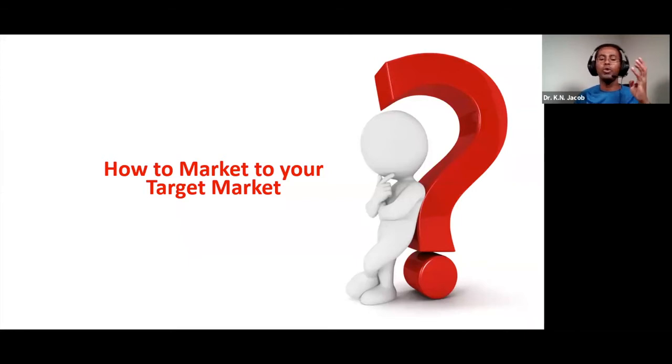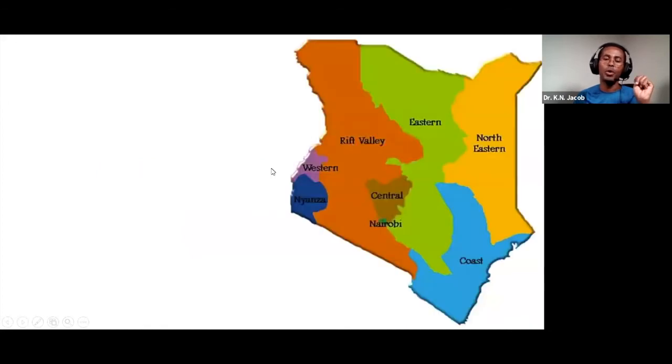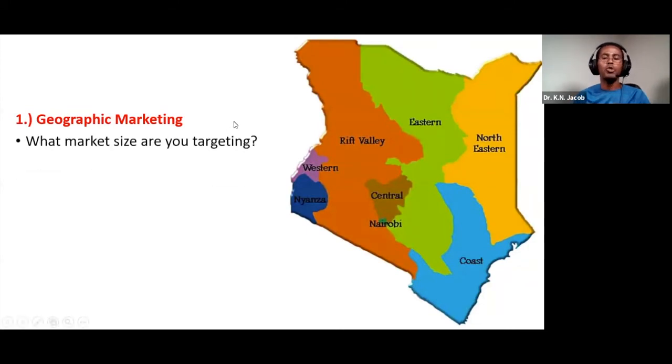I want us to look at those 4 market segments critically, and how do we get in there? The first one is geographic. I'm going to use Kenya as an example, but I realize we have a couple of people who are not from Kenya. You have to ask yourself, what market size are you targeting? Now, talk to me, guys. As many as you can. Are you targeting a city? Are you targeting a country, a region, or a global market?